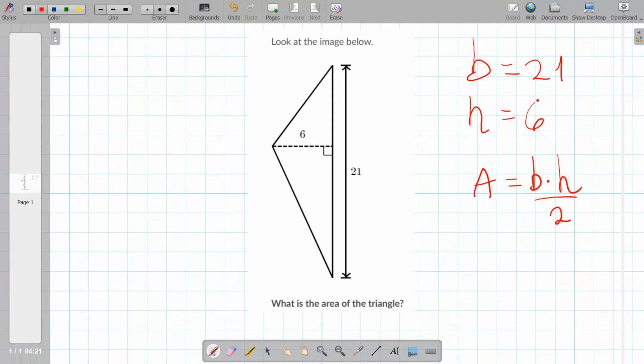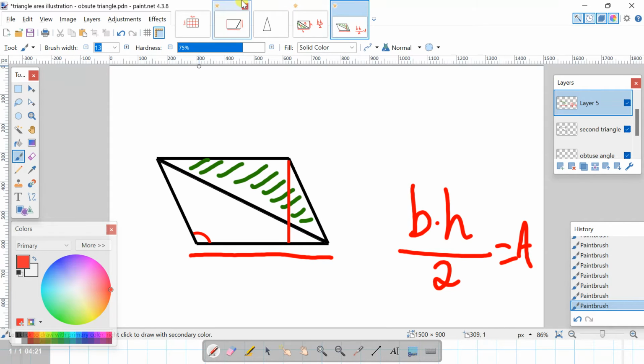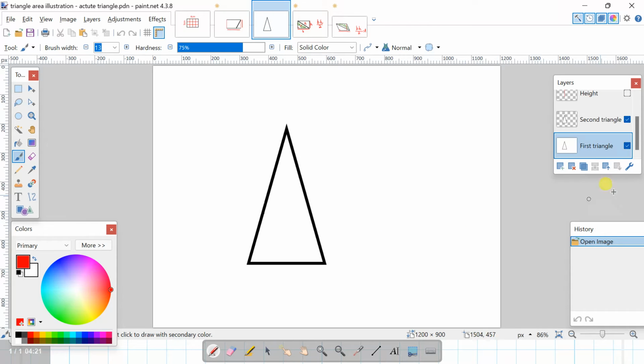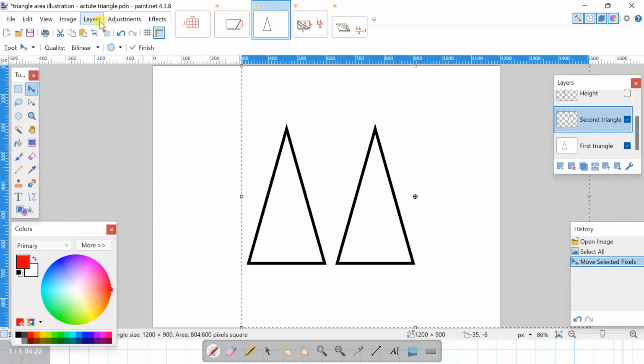So let me illustrate this for an acute triangle. I have here an acute triangle. So again, I make a copy of the original triangle and I shift it and I flip it.